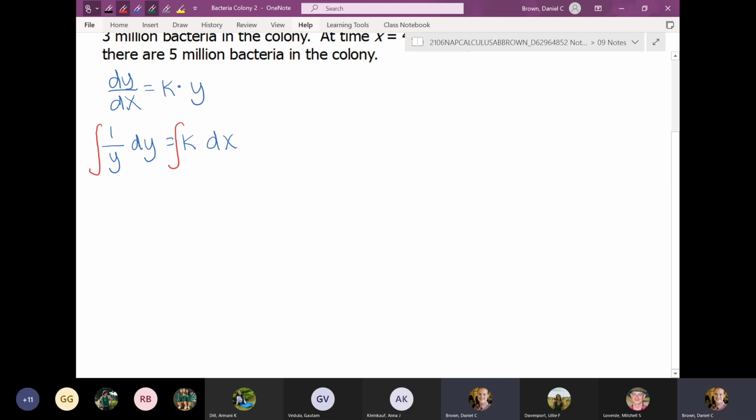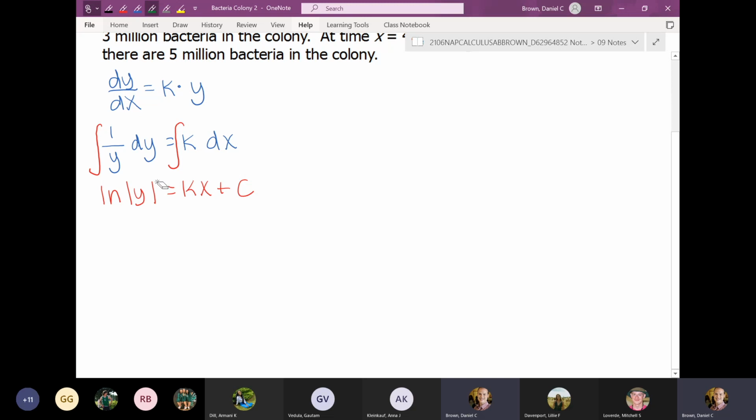Then after we separate, we want to take the integral. Well, that's 1 over y to the first power, so that's going to be a natural log rule. So I have the integral of 1 over y is the natural log of the absolute value of y, is equal to, k is a constant, so its antiderivative is going to be kx plus c. Don't forget that plus c.